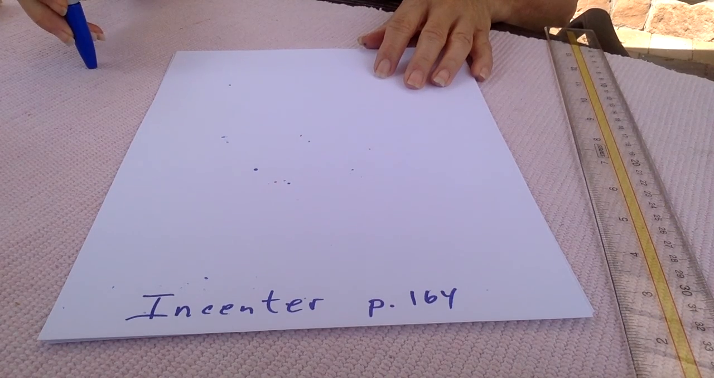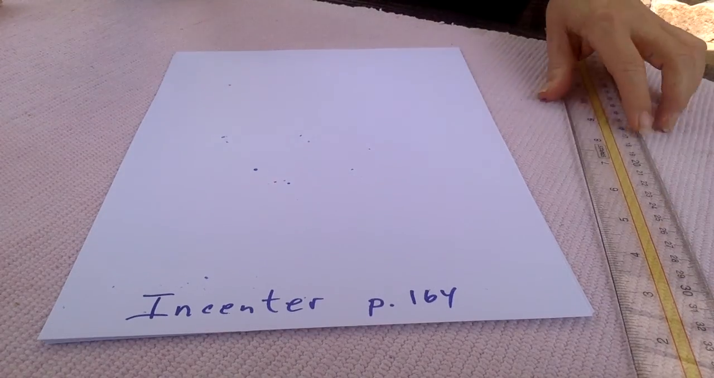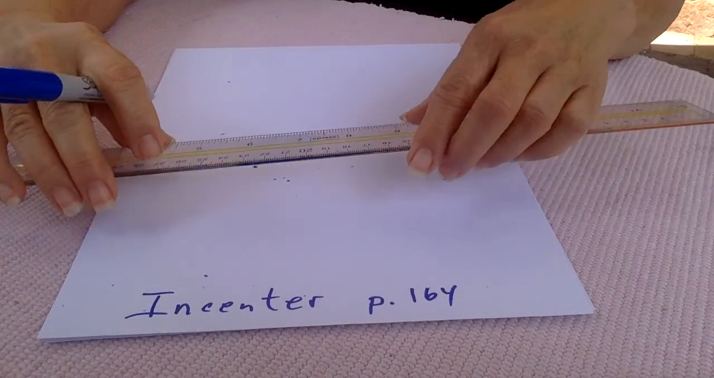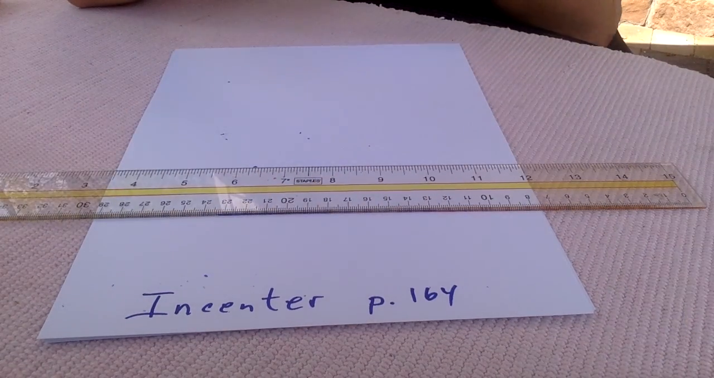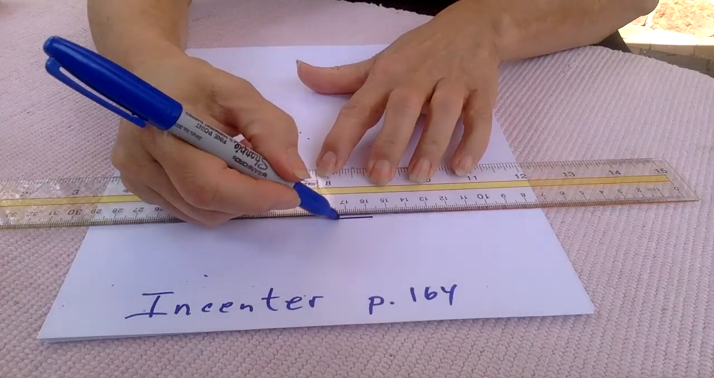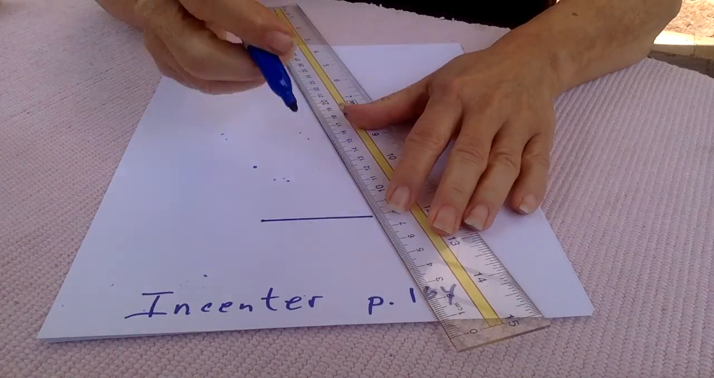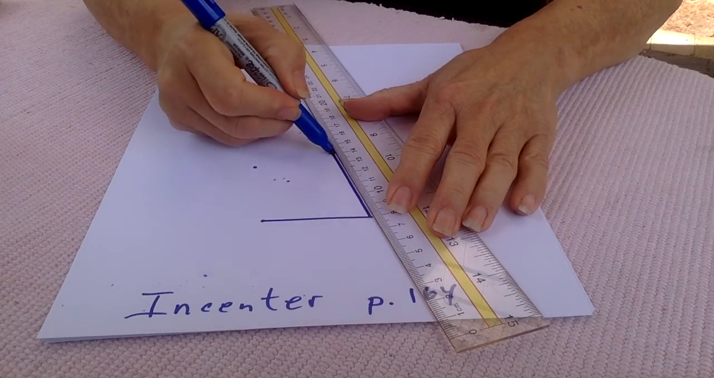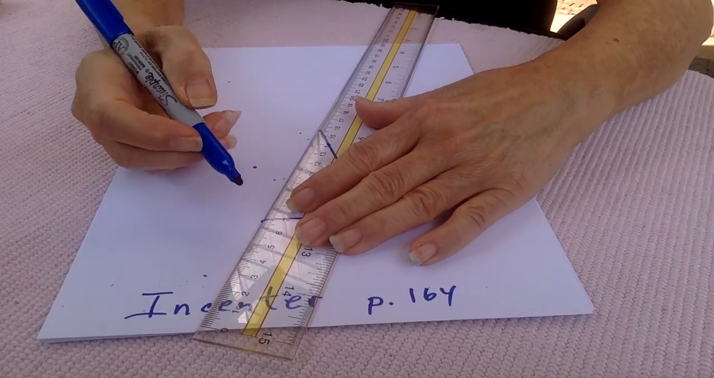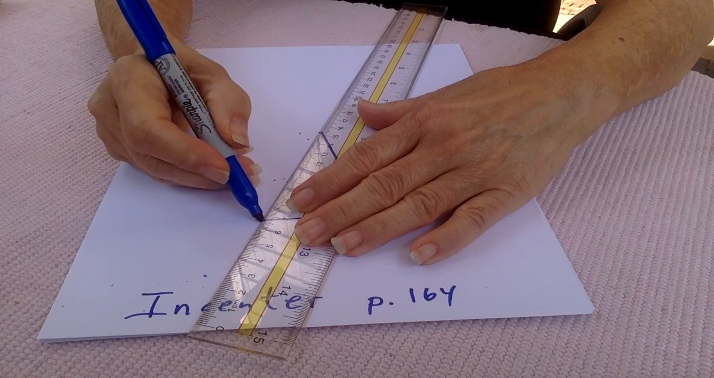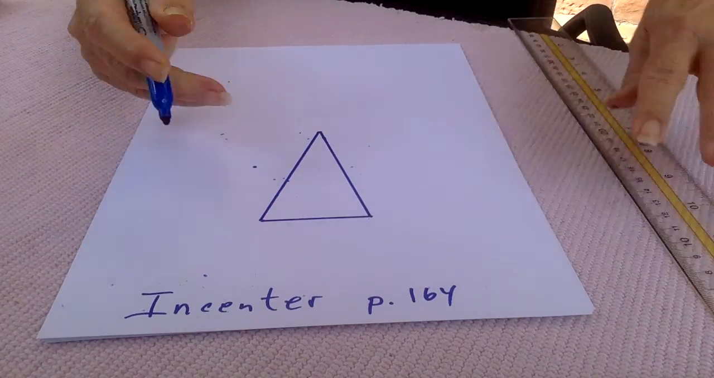So the first thing we're going to do is draw a triangle. I'm going to draw a triangle here, no particular type. Looks like it's isosceles. I don't know, it might not be exactly. Okay.